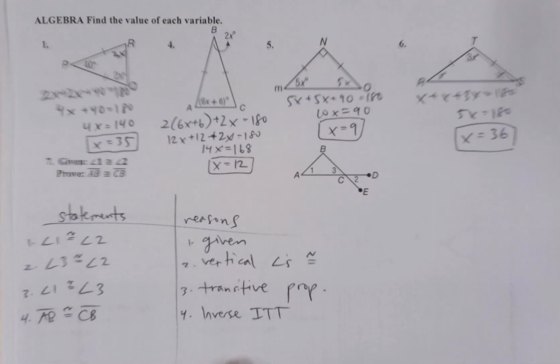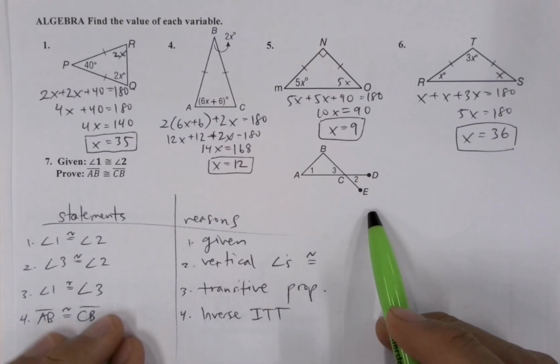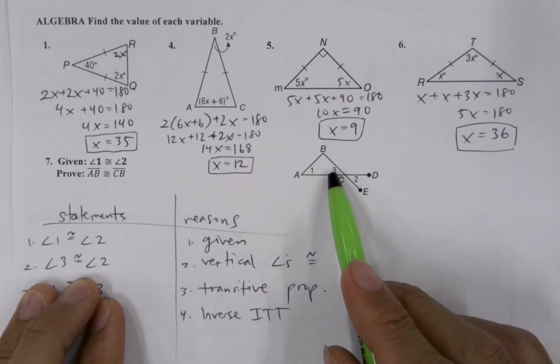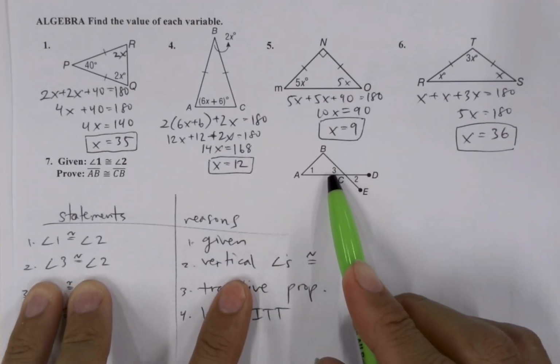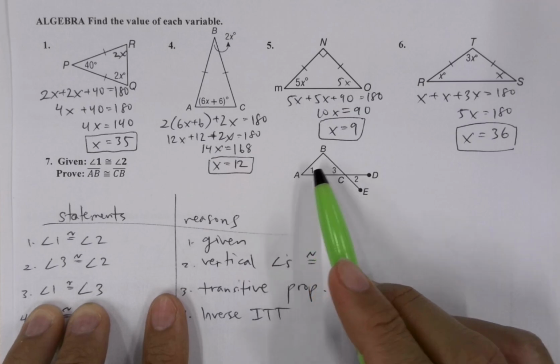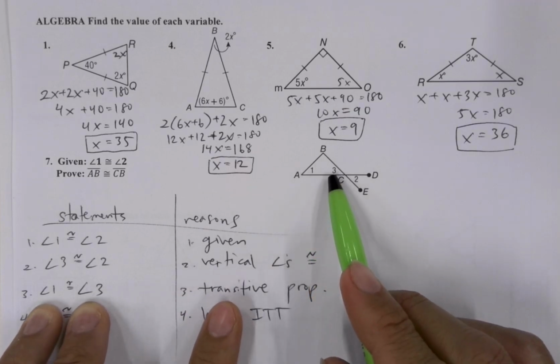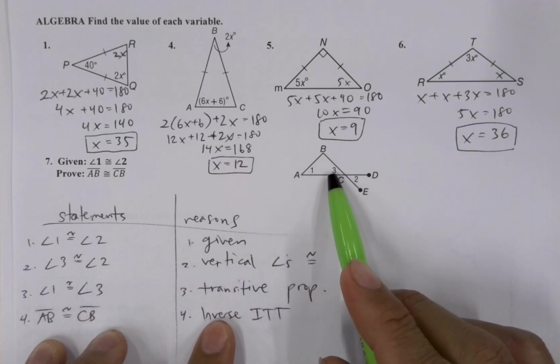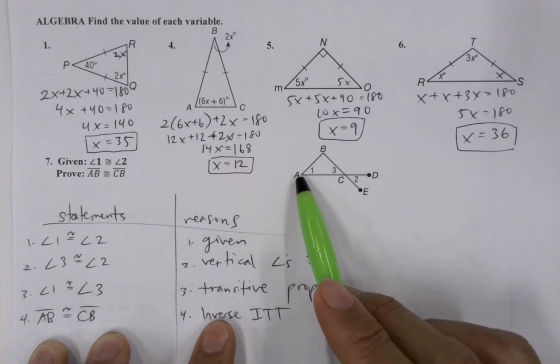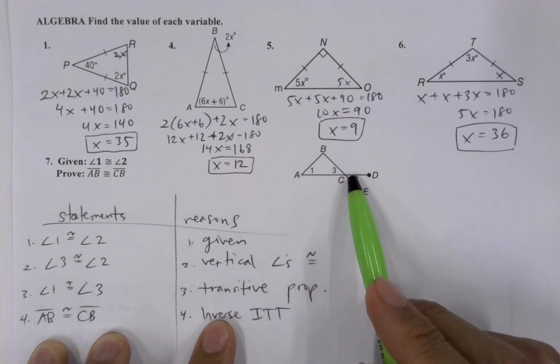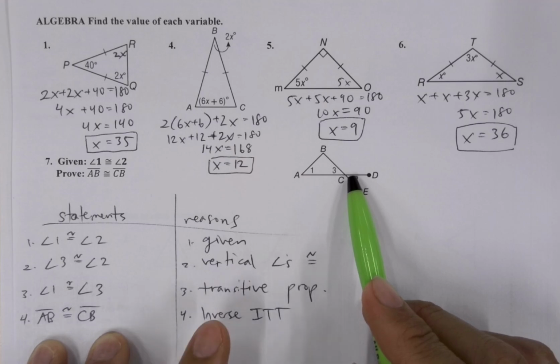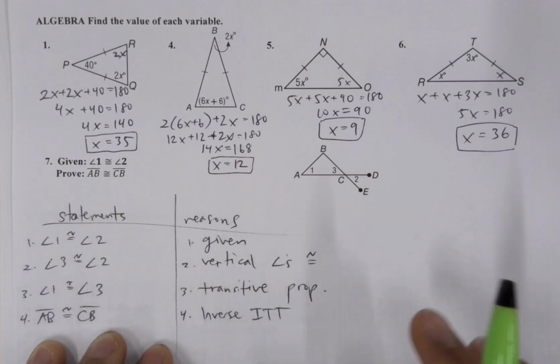And then this proof, what did we need to do? We needed to say that angle 2 is congruent to angle 3 by vertical angles. And then angle 1 is congruent to angle 3 from transitive property. And then finally, that line segment AB is congruent to segment CB because of the converse of the isosceles triangle theorem, right?